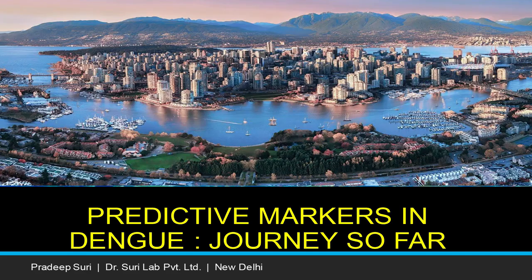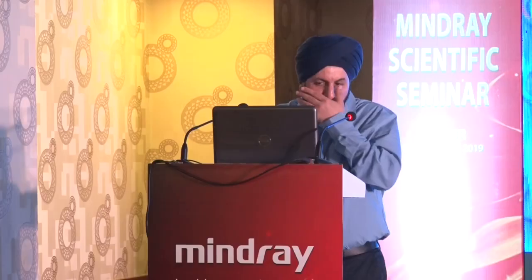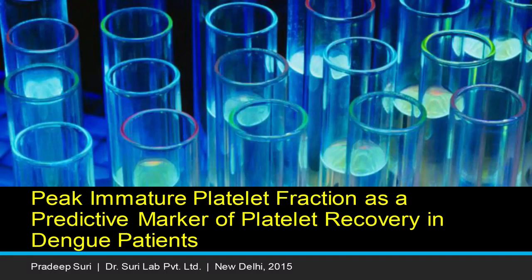So this is the predictive markers in dengue, the journey so far. We began our first study in 2015, which was titled Peak Immature Platelet Fraction as a predictive marker of platelet recovery in dengue patients. We presented it in the research paper competition at AIIMS in 15.